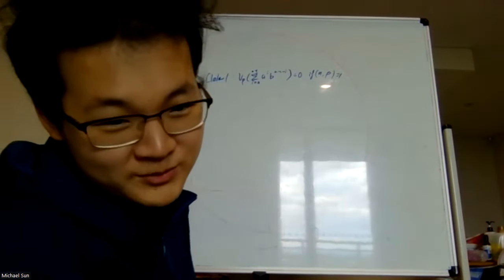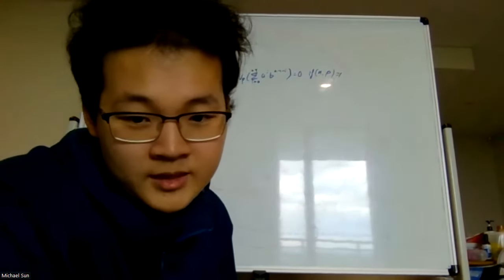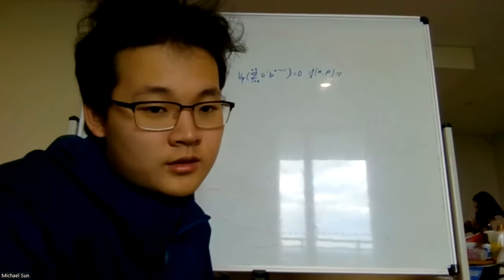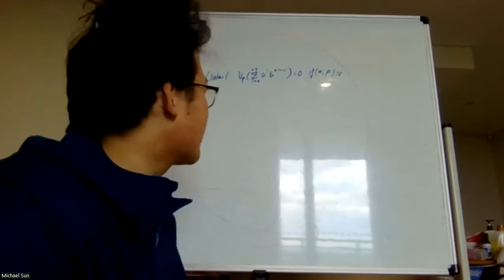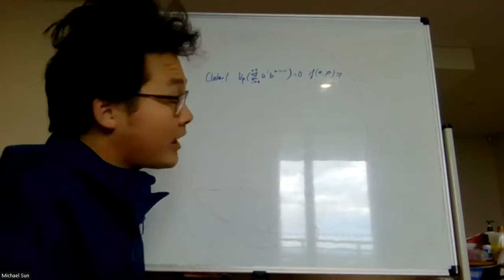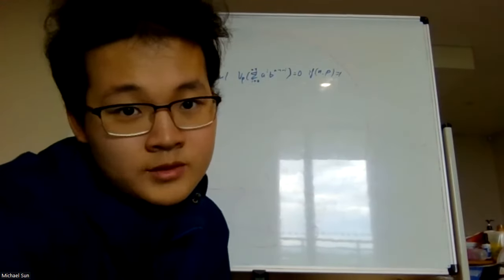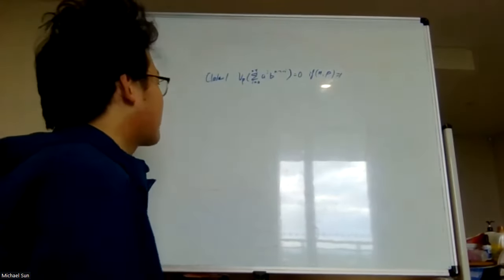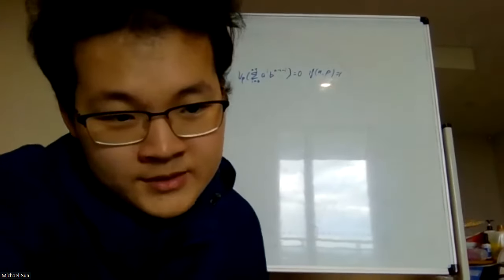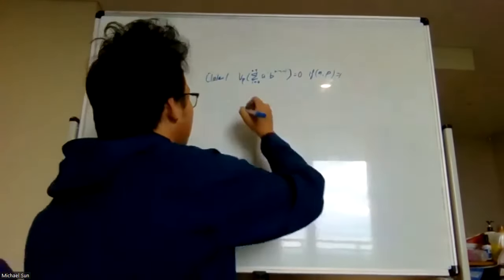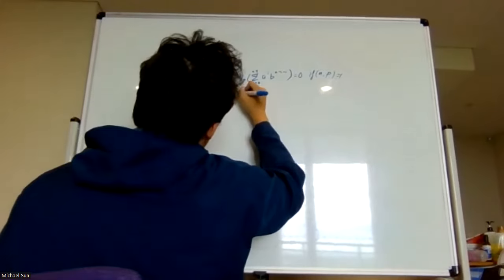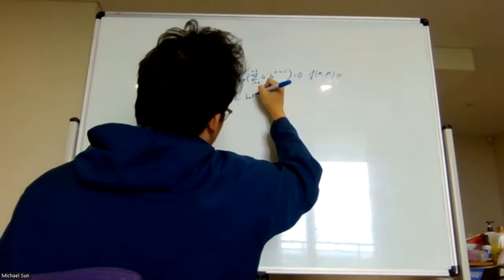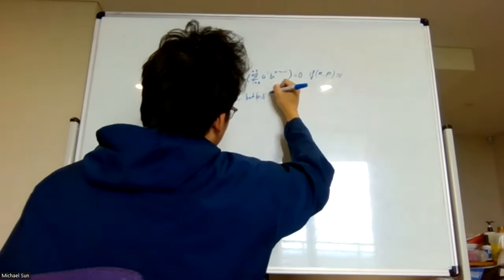We'll calculate this. Also, I forgot to mention the condition that a and b individually are coprime to p, but p divides a minus b, sorry, not a plus b. So p divides a minus b, but a, b are coprime to p.